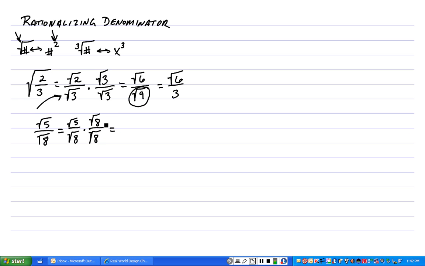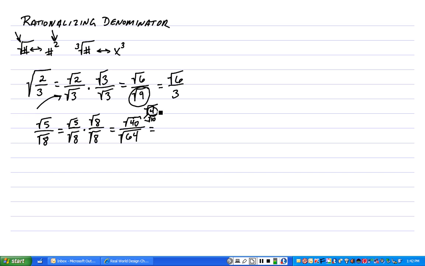And what do we end up with? In the numerator, we end up with the square root of 40. And in the denominator, we end up with square root of 64. Now in the numerator, we know 40 is like saying 4 times 10. The reason why I chose 4 is because 4 is a perfect square. So the square root of 4 times the square root of 10 gives me 40 in the numerator.